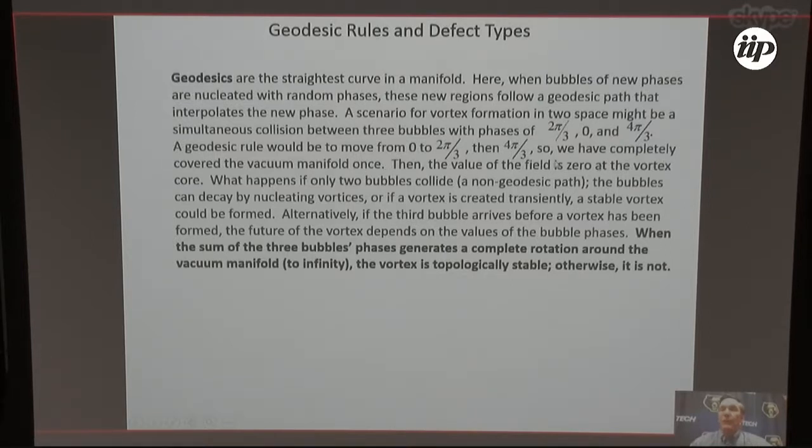When we do that, the value of the field at the vortex has to become 0. And if only two bubbles collide, we have to worry about nucleating a third bubble or a vortex created. But if a third bubble arrives before the vortex is formed, then we can have a value that's going to be topological. The sum of these can generate a complete rotation around the vacuum manifold to infinity, or whatever infinity is for the system, and the vortex is then topologically stable. Otherwise, it's not.